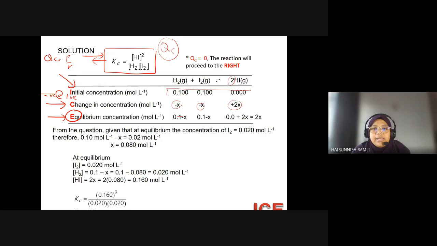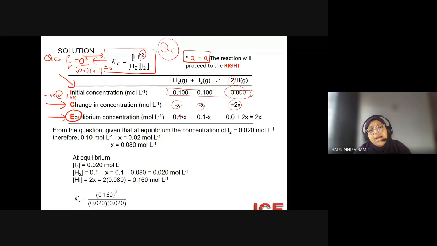This is the value of product, right? Zero. So, zero to the power of two. Kuasa kosong pula. Bahagi dengan 0.1 darab 0.1. Anything kan? Zero. So, that's why you akan dapat value dia zero. So, that's why kat sini Qc is equal to zero.